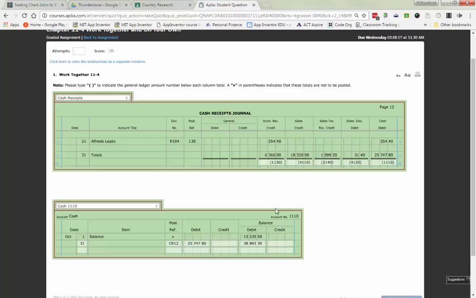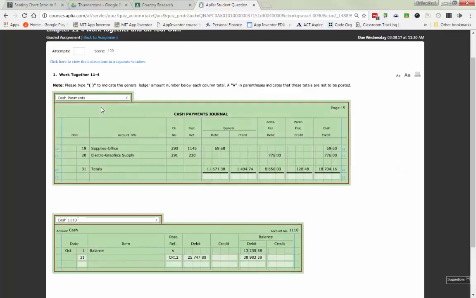So I went through and posted all of your cash receipts journal. How'd that go for you guys? Once you start posting, they all kind of just go together. So I'm going to do my cash payments journal next.